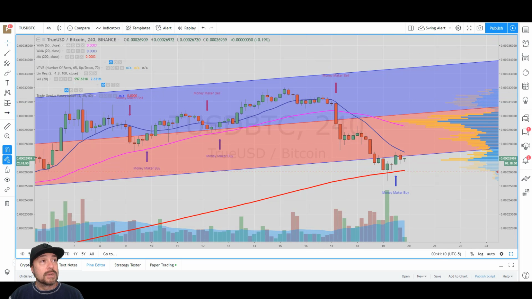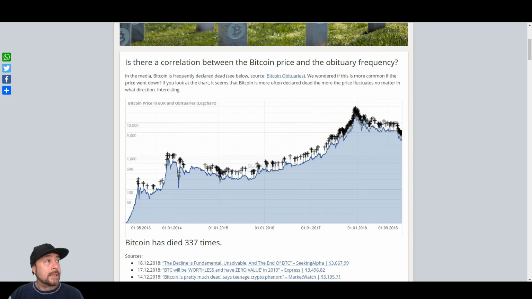Okay, so now I wanted to talk about Bitcoin. Is there a correlation between Bitcoin price and the obituary frequency? As you can see here, all these little crosses are where there was a headline basically stating that either Bitcoin has no use case or it's going to just die off. Now that we have all this price action since 2013, what's interesting is that it doesn't matter if price is going up or down, you're going to get a lot of this type of headline. So basically, guys, don't really pay attention to the headlines.